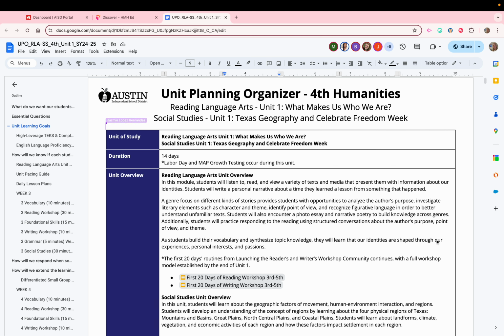3rd through 5th grade teachers. This is the first part of our learning series on unpacking the Reading, Language, Arts, and Social Studies unit planning organizers. Today's lesson will be on looking at the vocabulary section.